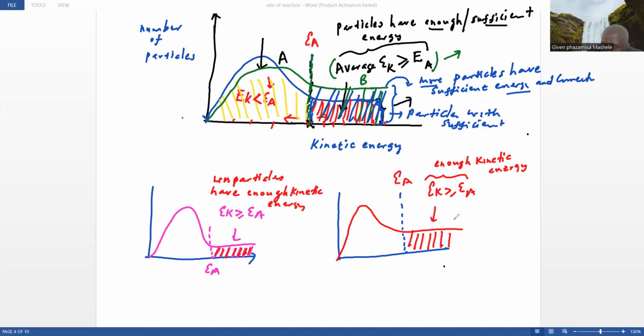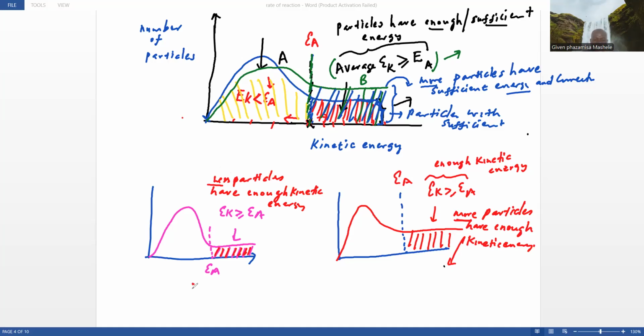But here, more particles have enough kinetic energy. So as a result, the number of effective collisions on this side will be more than that. And because of that, this reaction will be faster than this one.